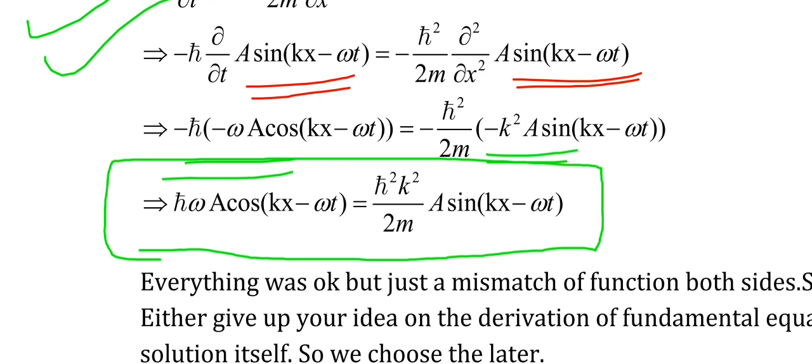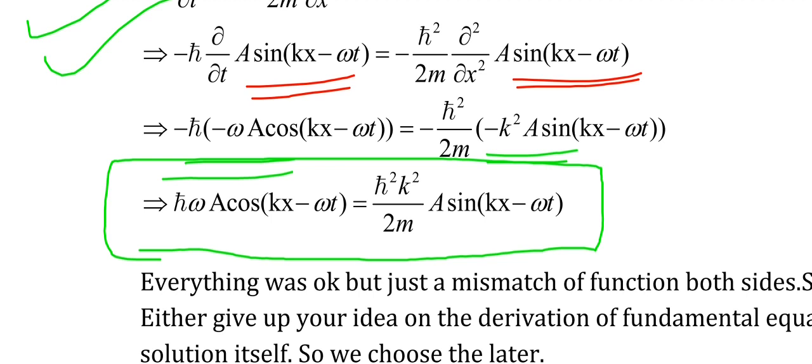I have the cos. Now you would ask, hey, look, you made a mistake. Why didn't you take the second order differential with respect to time? It could have brought omega square, and the cos problem would have been solved.